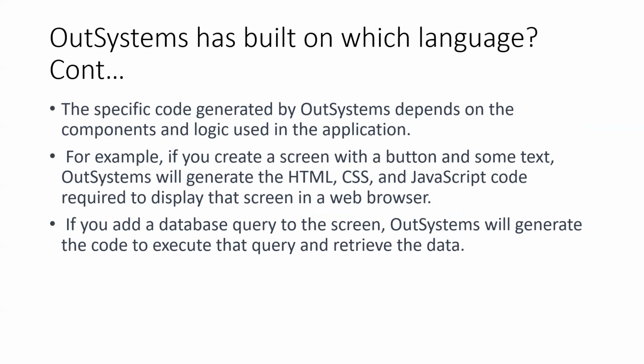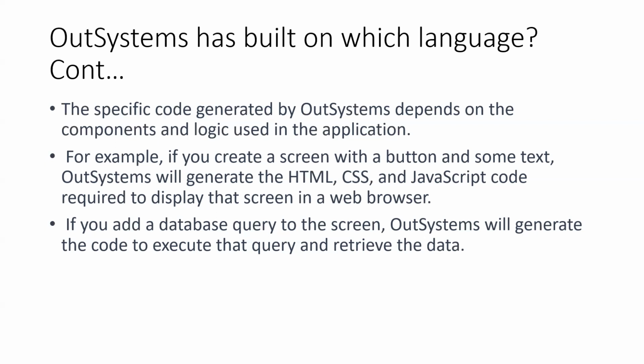So the specific code generated by OutSystems, whatever application you developed with the help of Service Studio, in the background OutSystems is going to generate the code. In which language is it going to generate the code? For example, if you create a screen with a button and some text, OutSystems will generate the HTML, the CSS, and the JavaScript code, which is required to display the screen in a web browser. If you add a database query to the screen, OutSystems will generate the code to execute the query and retrieve the data.